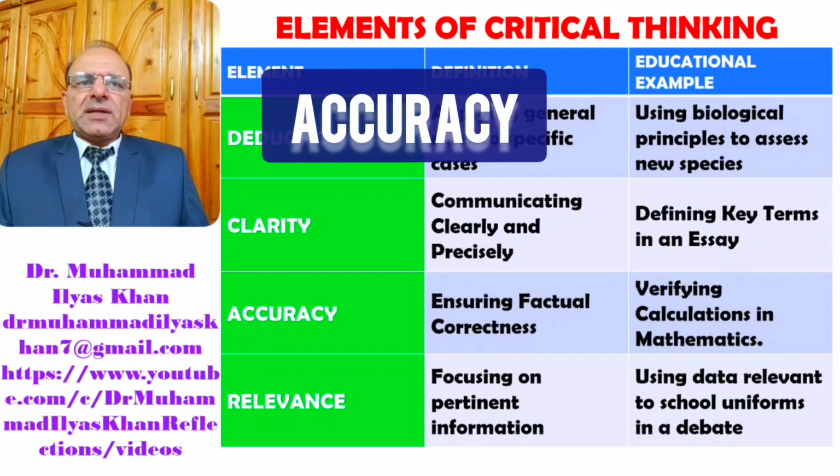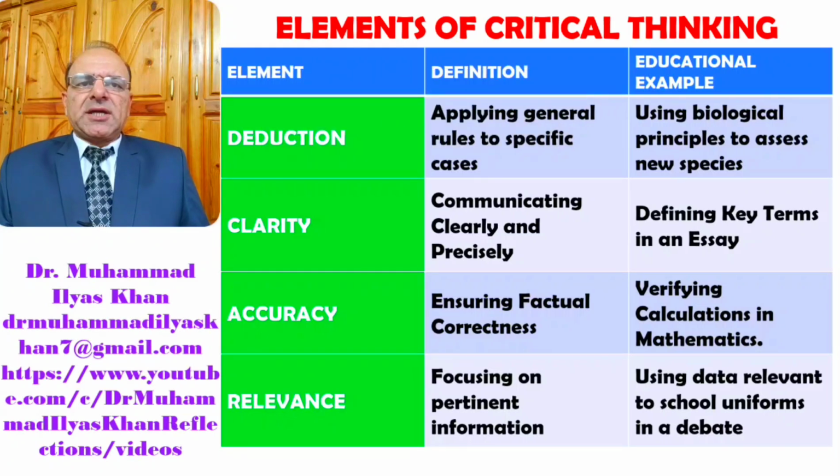Accuracy is another important element of critical thinking, which is basically ensuring factual correctness of the information on the basis of which we are making judgments. So verifying, for example, calculations in mathematics. You calculate something on the basis of some formula, and then you need to verify that through empirically looking at that and assessing. So you can say verifying calculation in mathematics in order to find the authenticity of our conclusion or of our answers.